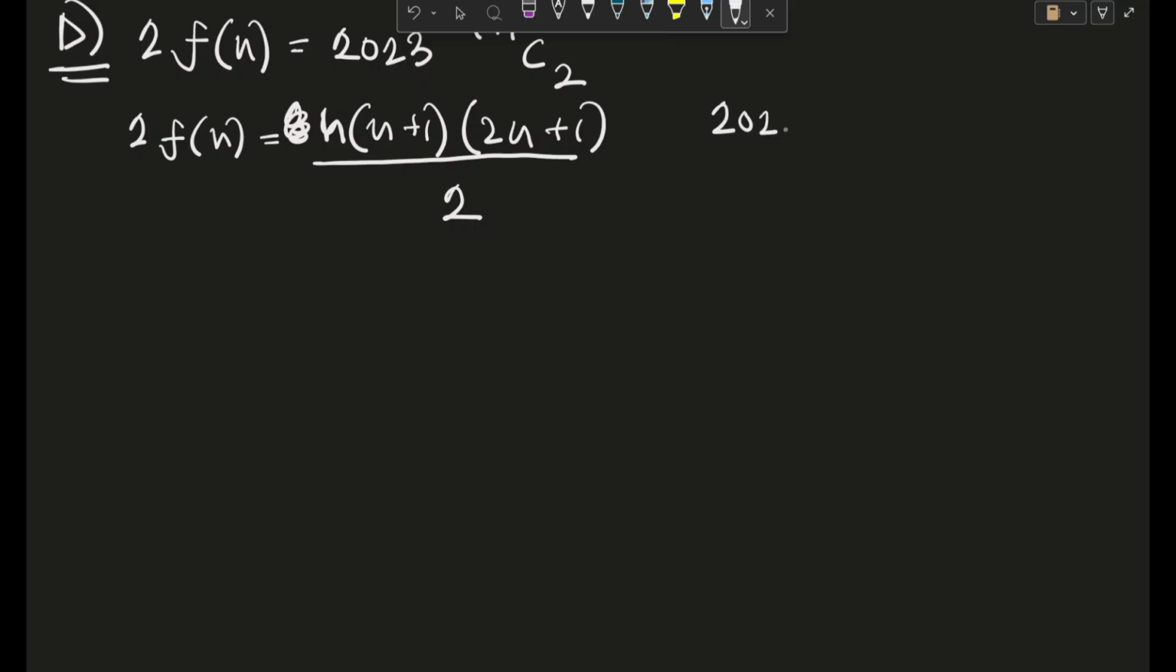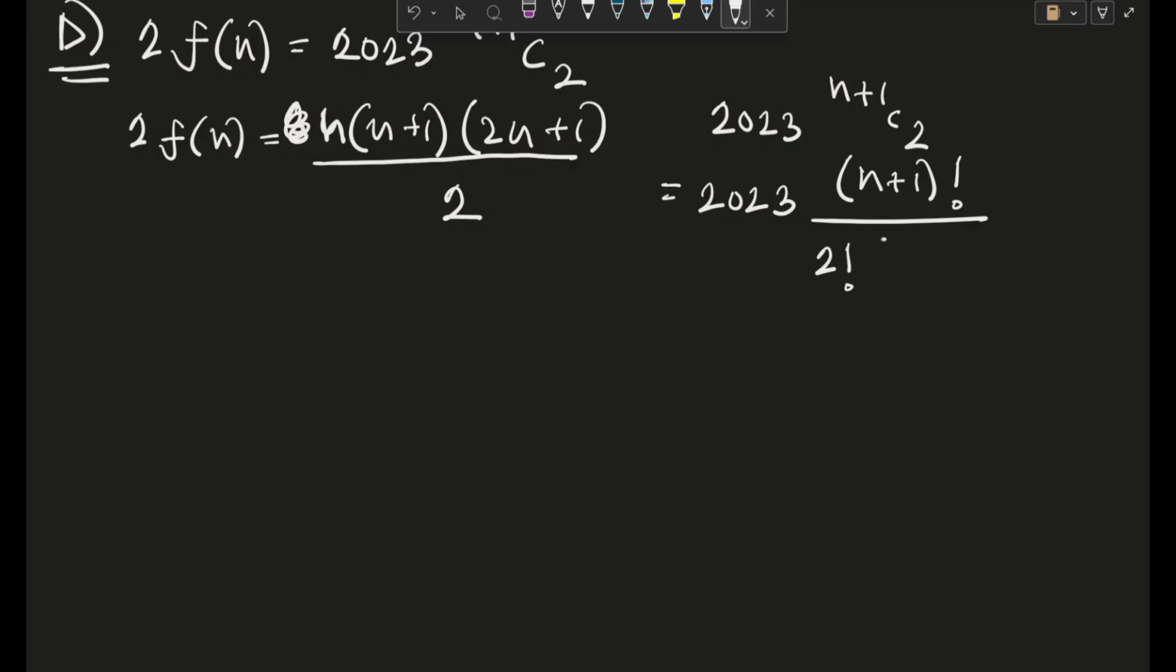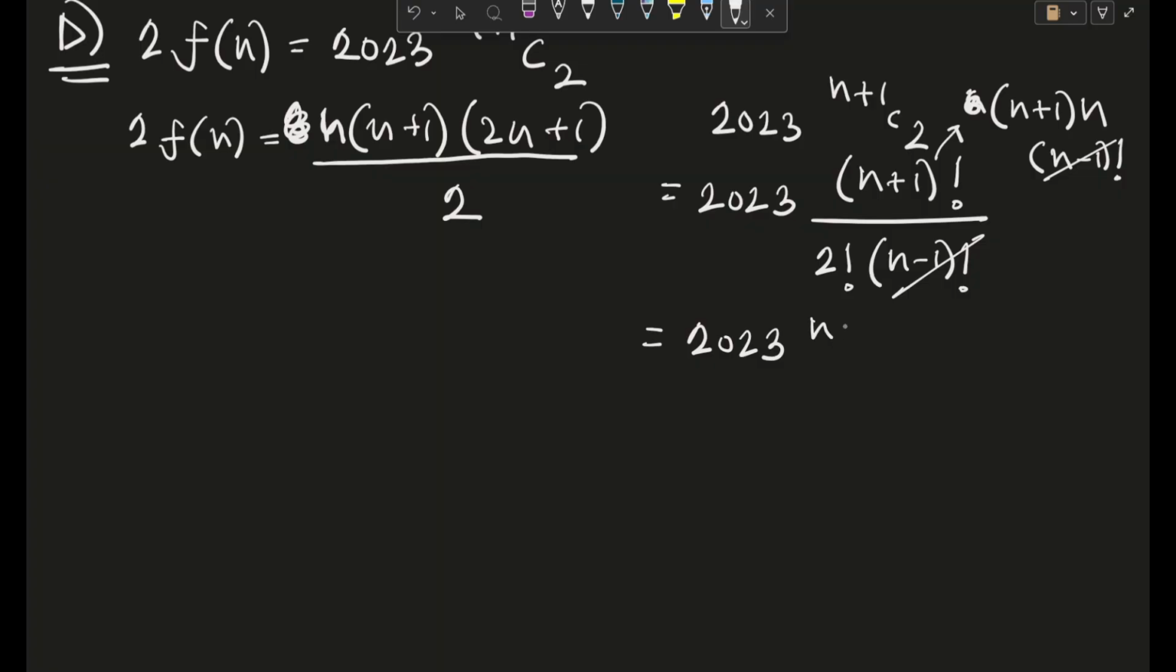And for our RHS, let's calculate that roughly. This is 2023 times n plus 1 C 2. So 2023, just break it into normal factorials: n plus 1 factorial, whole divided by 2 factorial into n minus 1 factorial. If we split this up, I should write n plus 1 into n into n minus 1 factorial. So this and this get cancelled. So this eventually comes out to be n into n plus 1 by 2.